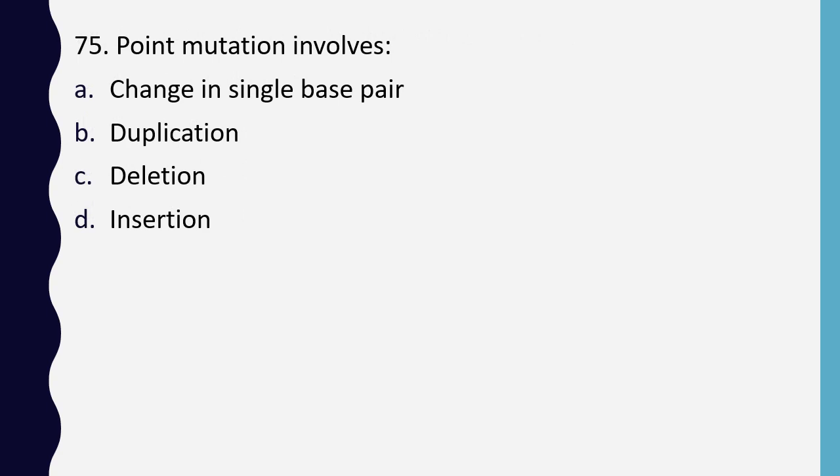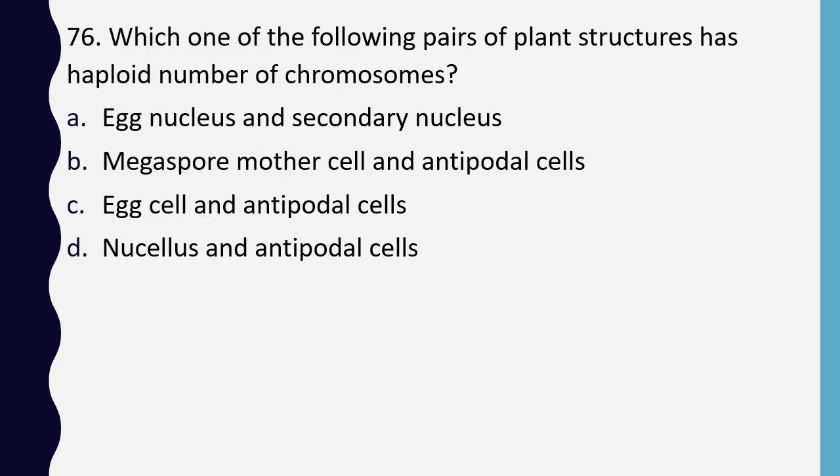Question number 75. Point mutation involves change in single base pair, duplication, deletion, insertion. Correct answer is option A, change in a single base pair. Question number 76. Which one of the following pairs of plant structure have haploid number of chromosomes? Egg nucleus and secondary nucleus, megaspore mother cell and antipodal cell, egg cell and antipodal cell, nucellus and antipodal cell. Haploid number of chromosomes. The correct answer is option C, egg cell and the antipodal cells.